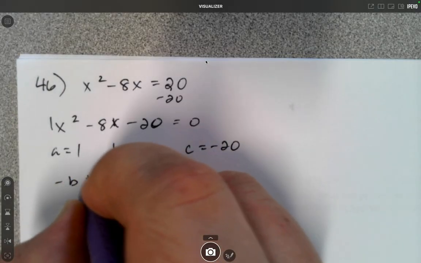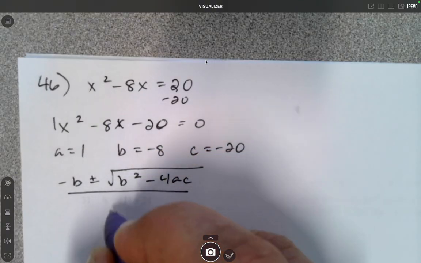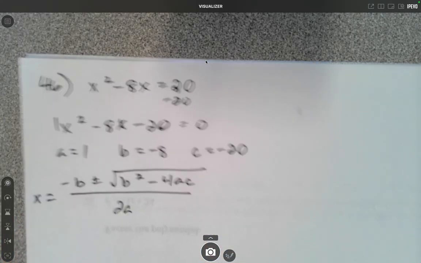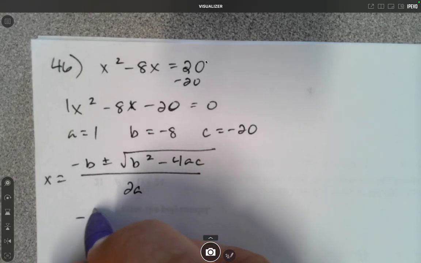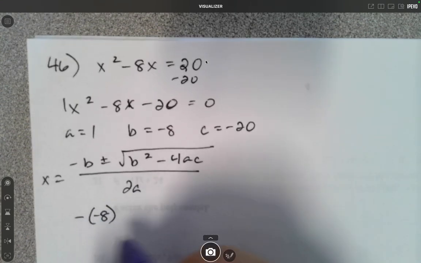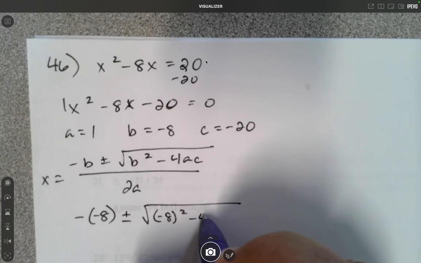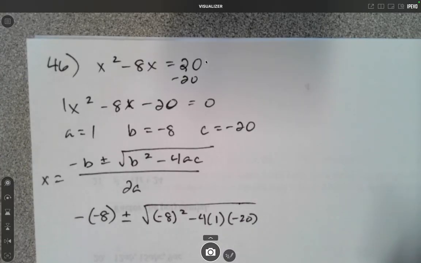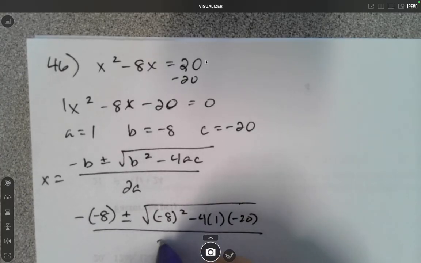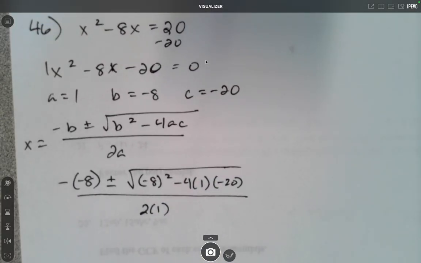And we do -b plus or minus the square root of b squared minus 4ac all divided by 2a. So we'll take all that fun stuff and put it in. So I have a -8. That will cancel out to be a positive, but we'll get there in a minute. Negative 8 squared. A is 1, C is negative 20, and we divide all that by 2a. I know I did that kind of quickly, so I'll break there just a moment and make sure you can write all that down if you want to.